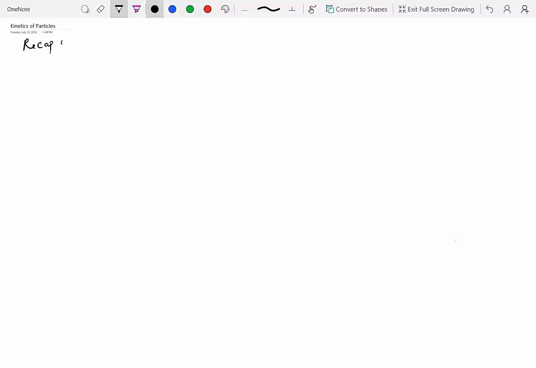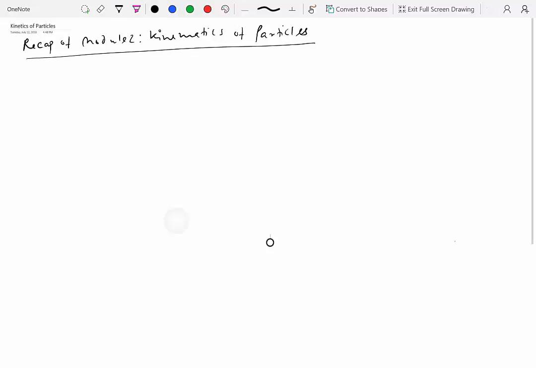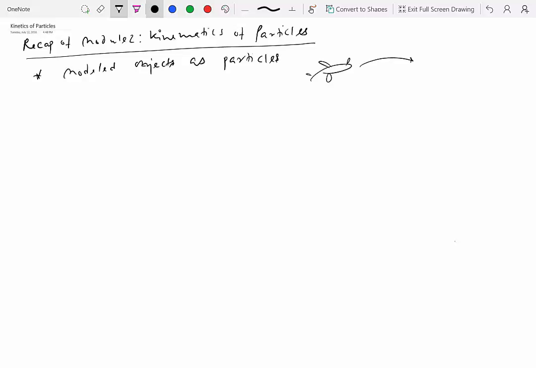Recap of Module 2, kinematics of particles. Number one thing that we did in the previous module was we modeled objects as particles. So things as large as aircraft could be treated as particles. Things as small as electrons could also be treated as particles. And basically what we said was that all their mass was concentrated at a single point.